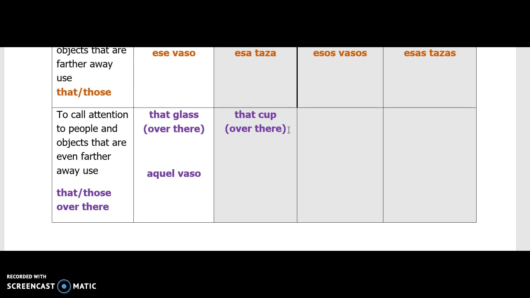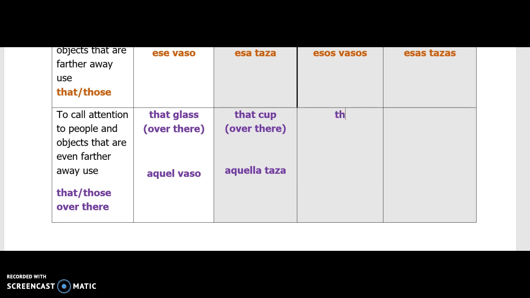All right. So we're going to take aquel. You're going to make it feminine. Well, you would think just add an A and make it aquella. It's not. Think about el and ella. It's aquella. Two L's. Aquella taza. So that one, aquella, is that. It's just that's further away from you. Remember, demonstrative adjectives are all about indicating things in relationship to their location to you speaking.